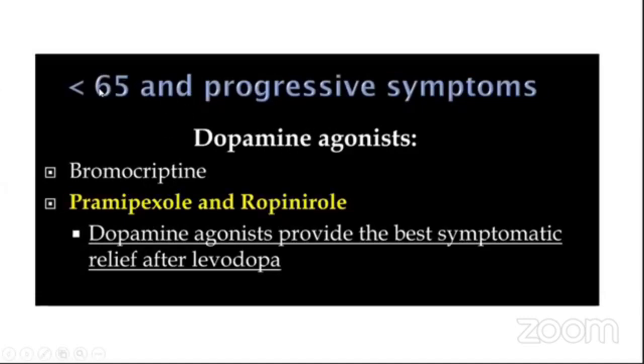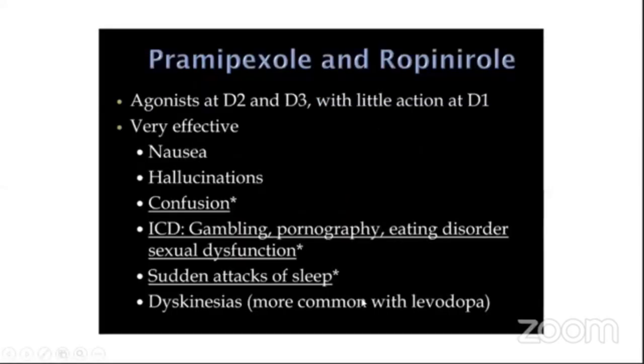If patients present at an early age, that is less than 65 years, with progressive symptoms, we should use a dopamine agonist. The drugs used as dopamine agonists are pramipexole and ropinirole. So for a younger patient, our first choice will be a dopamine agonist drug. If the patient is older, we give levodopa, but in a younger age we add either pramipexole or ropinirole. Pramipexole or ropinirole is an agonist at D2 and D3 but has little action on D1.